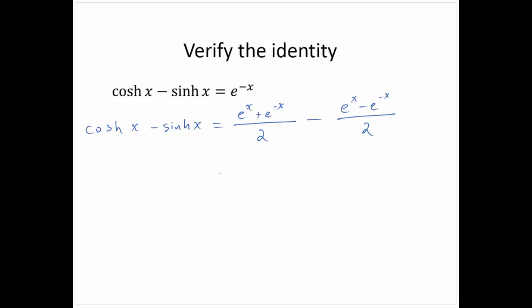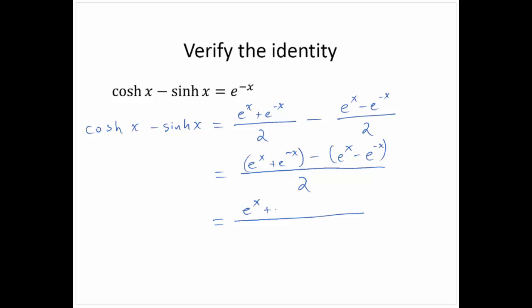Now, since I'm subtracting fractions with a common denominator, I can write that as a single fraction with the denominator 2 and subtract the numerators. Distributing the subtraction, I have e to the x plus e to the negative x, subtract e to the x, add e to the negative x, and that's all divided by 2. Combining like terms in the numerator, notice I have an e to the x and a minus e to the x, and those will go to 0. I have a plus e to the negative x and another plus e to the negative x, and so that would give me 2e to the negative x over 2, which is simply e to the negative x. And we verify the identity.